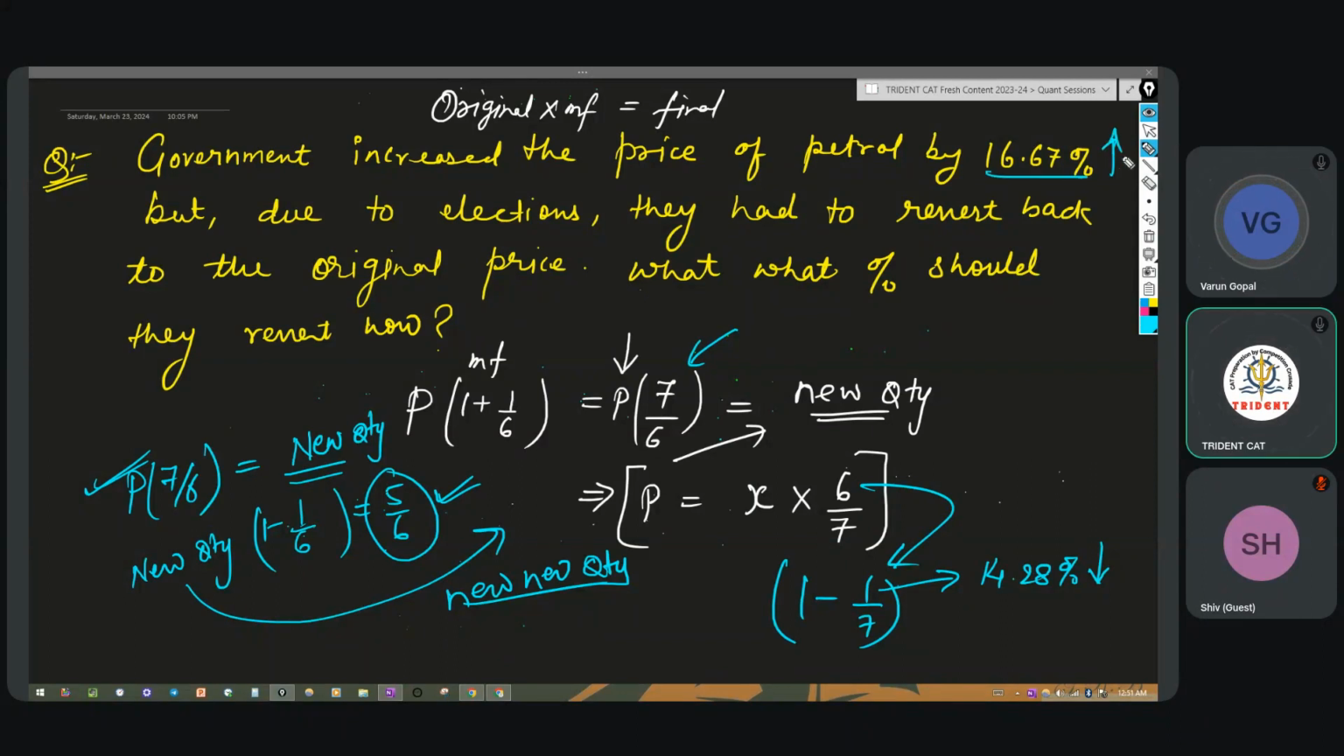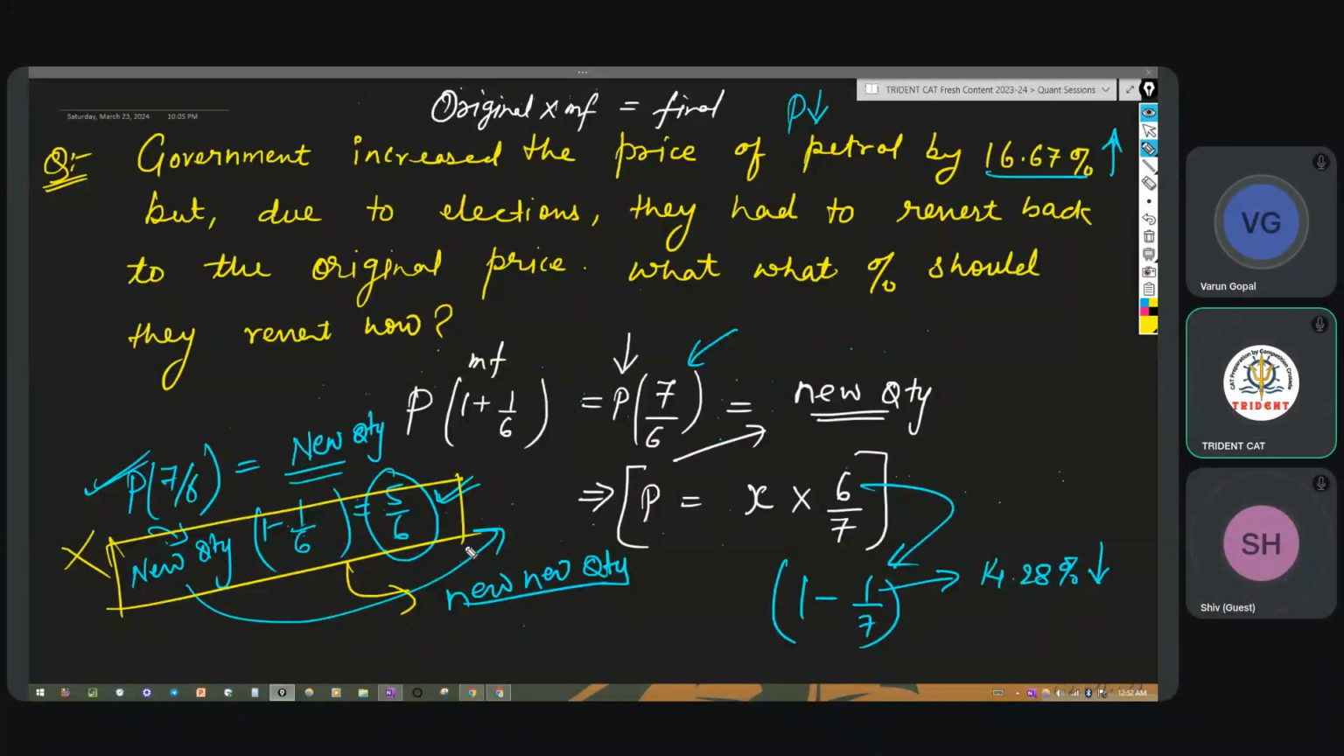The price of the petrol was increased by 16.67%, right? And now they're reverting it back to the original price. So obviously the price has to go down now. We cannot do anything to the new quantity. Even if I try to manipulate the numbers with the new quantity, that is not the case, because that will give me a different answer.